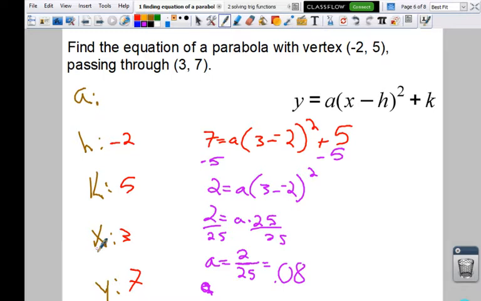Could you figure out the parentheses first? You could, yeah, that would be fine. That's also an acceptable first step.